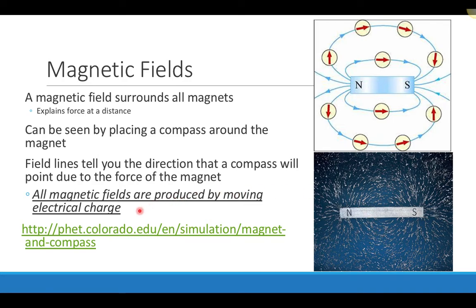So it turns out that all magnetic fields are actually produced by moving electrical charge. So the fact that you have a north and a south pole and that you have a magnetic field inside of that magnet, that's all coming from the movement of electrical charge. And that's part of the connection between electricity and magnetism.